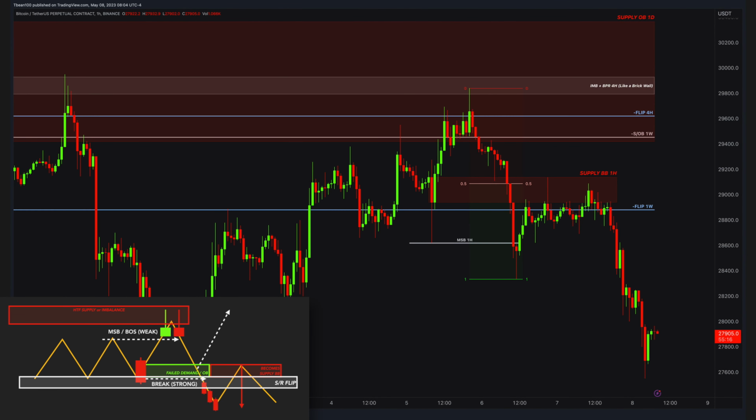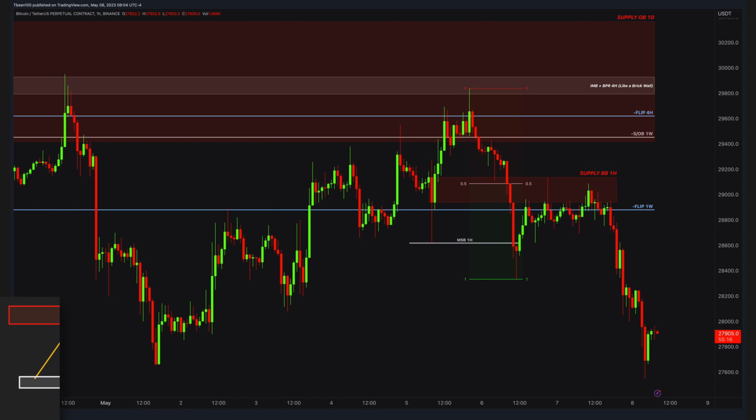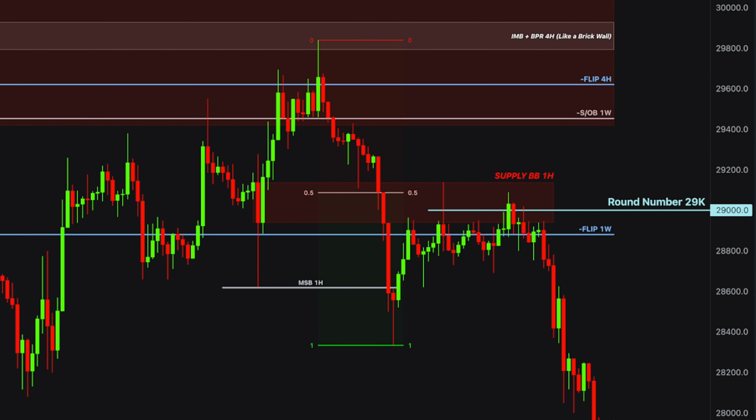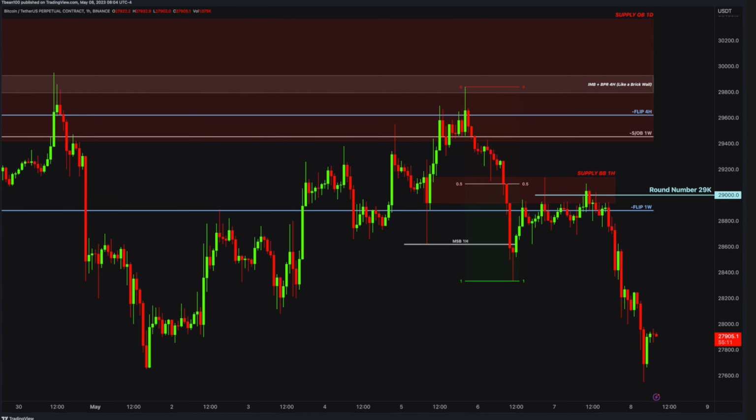Let me remove the path and check the chart more clearly. Here is another little trick that will also be a part of the master class, the round numbers again. Notice the 29K price level. Price pulls back and struggles, which also happens to be inside our 1-hour breaker block.